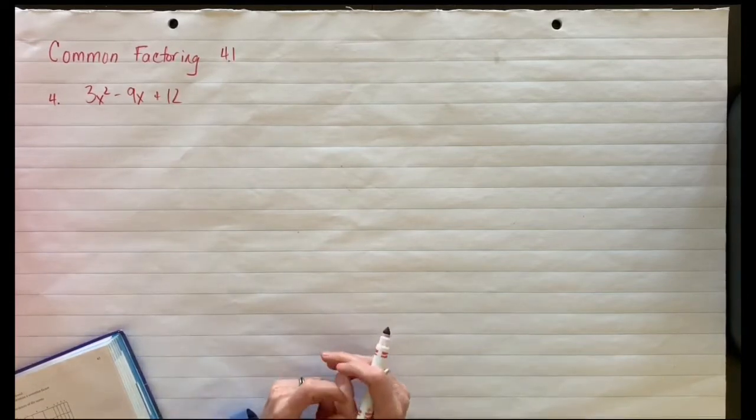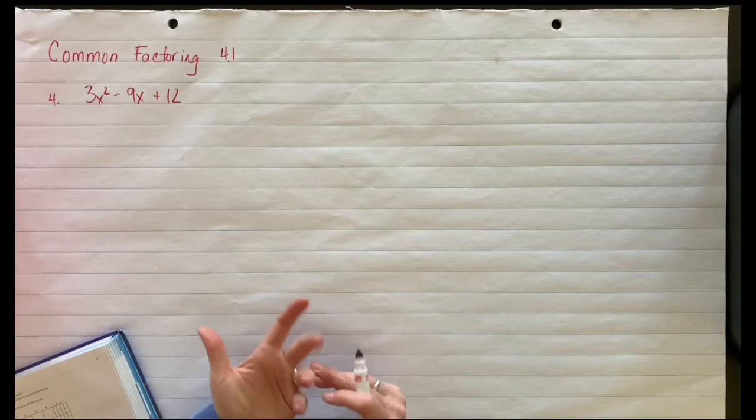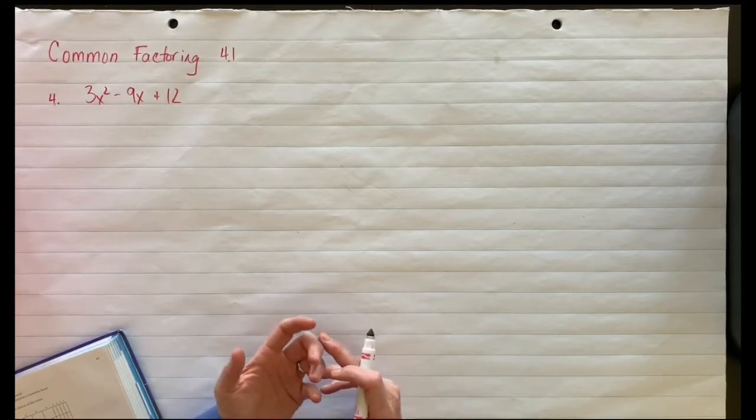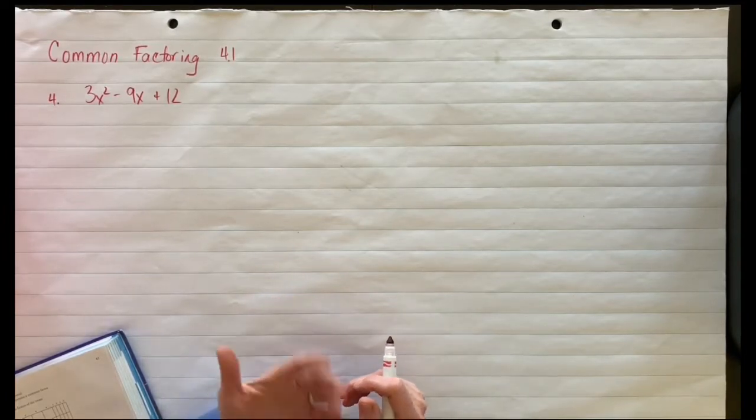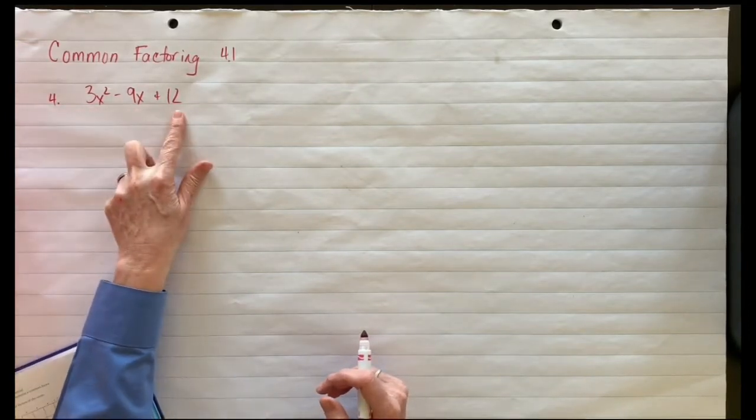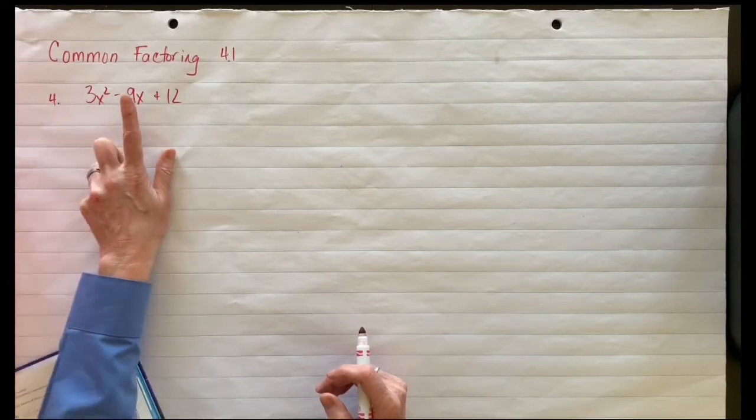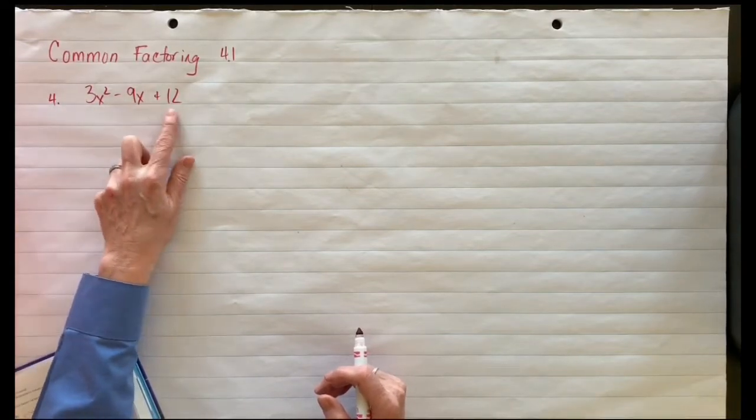For every single question in this unit, the very first thing you have to ask yourself is, can I pull a common factor out? It's the basic step, but the step that you always have to check for. So I'm looking at all three terms and saying, okay, what is the greatest common multiple? I know that I can pull a factor of 3 out of 9. I can also pull a factor of 3 out of 12.